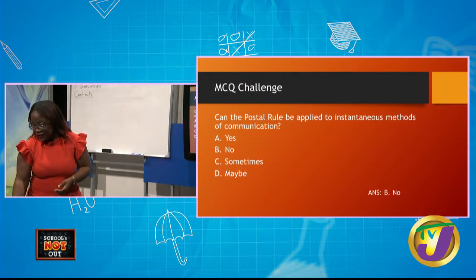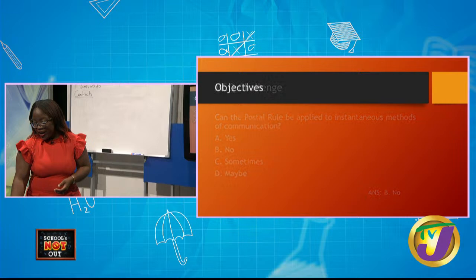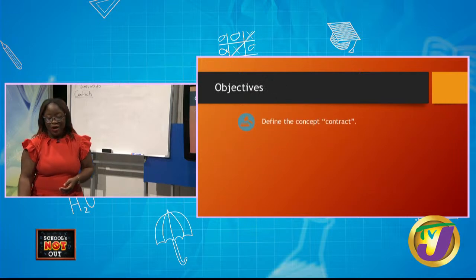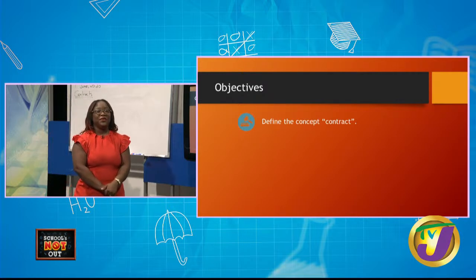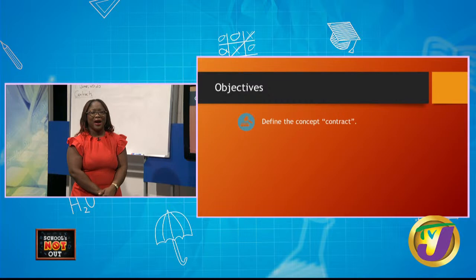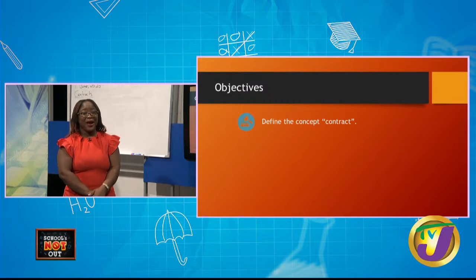Now, let us do a little recap. For today, our objectives that we covered, we defined the concept of contract, and we said that a contract is a legally binding agreement between two or more parties. Remember? Right.